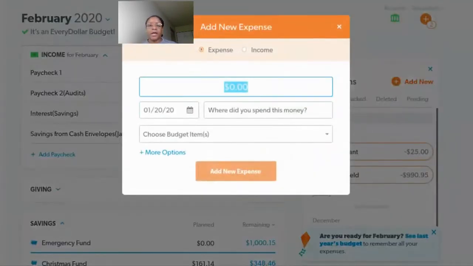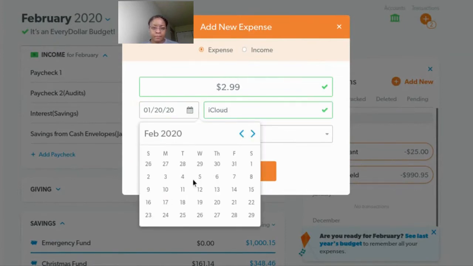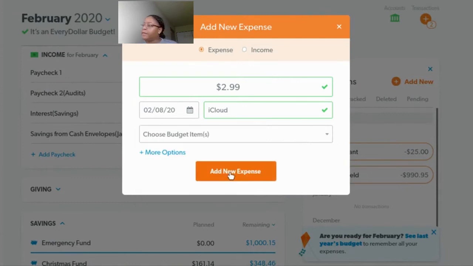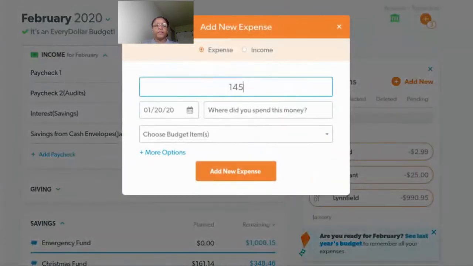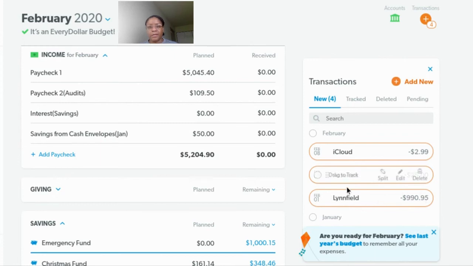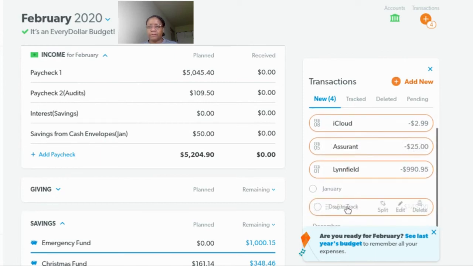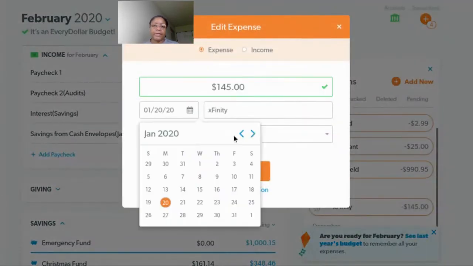And I keep clicking that plus at the top, and that just means I need to adjust to this. iCloud is $2.99. This one process is about the 8th. Xfinity. What did I do with that? I didn't change the date. Xfinity is normally on the 15th.